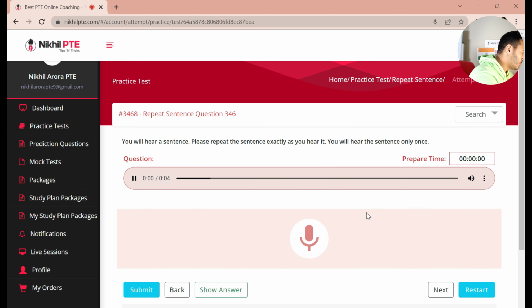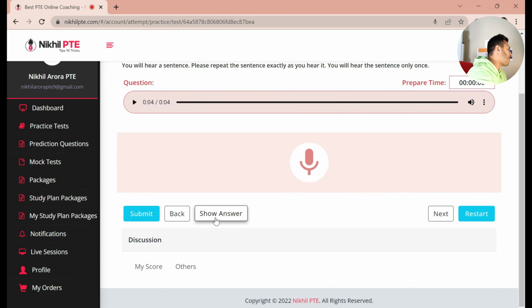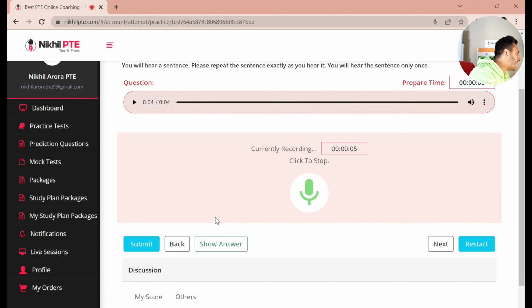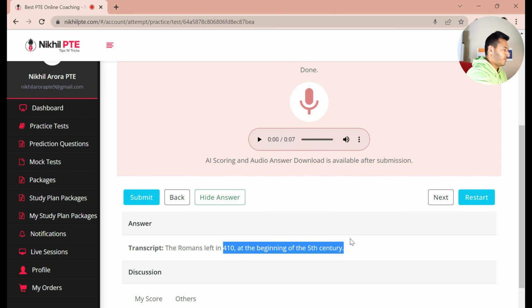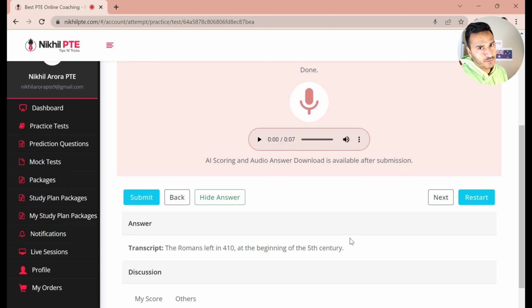to 70%. The Romans left in 410 at the beginning of the 5th century. 410, in the beginning of the 5th century. Try to cover more than 50 to 60%. See, there are two types of sentences, long and short. The students are struggling in long sentences actually. So what you have to do is, you should focus on short sentences. In the real exam, approximately 5 to 10 questions will come, in which 5 to 7 may be short ones. 2 or 3 will be long.